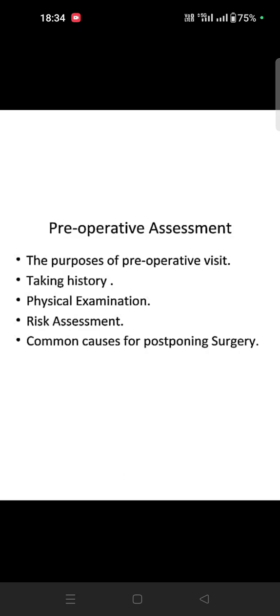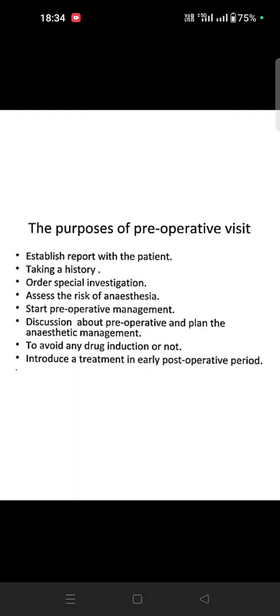The purpose of the pre-operative visit is taking history and physical examination, risk assessment, and identifying common causes of postponing surgeries. So, establish rapport with the patient. First we build rapport with the patient, taking history, then special investigations like CBC and LFT, then assess the risk of anesthesia and start pre-operative management, discussing the pre- and post-operative plan of the anesthetic, to avoid any drug contraindications, and introduce the treatment in the early post-operative period.